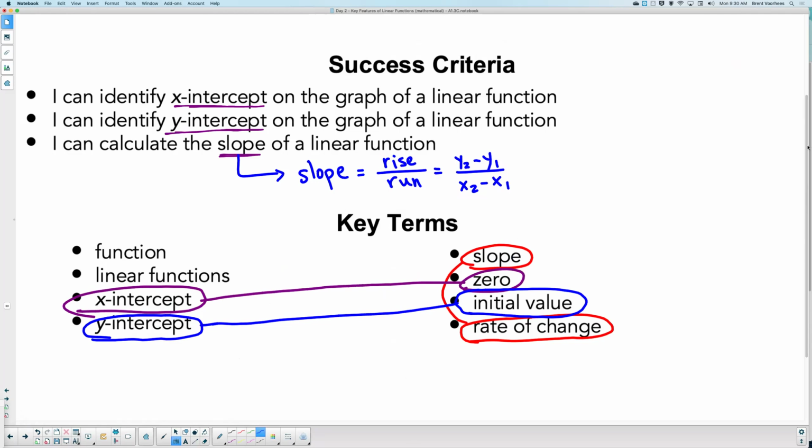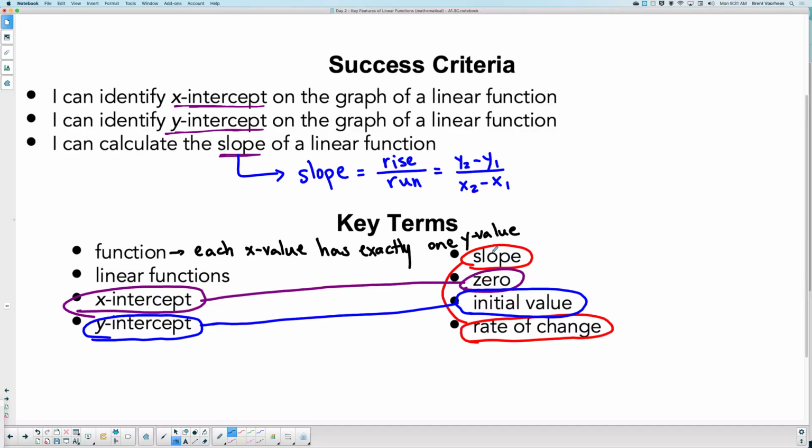Do y'all remember? We talked about it last class. What's the definition of a function? Each x value has exactly one y value. That's right, exactly one y value. Great. All right, I'll let you get that copied down.